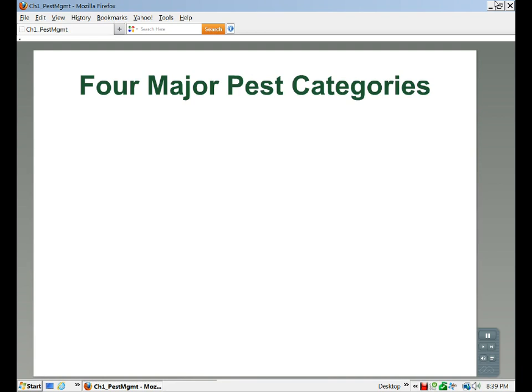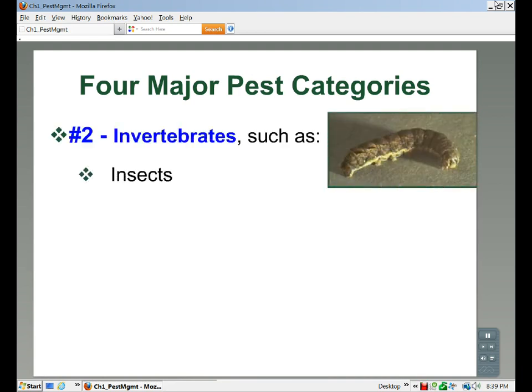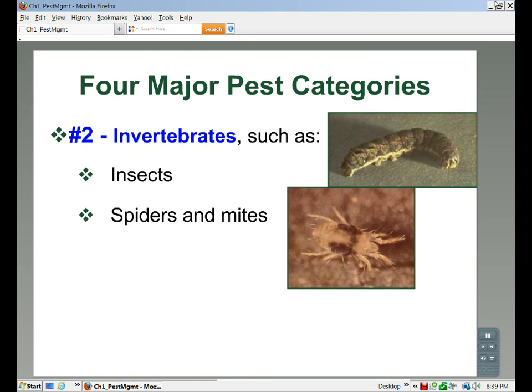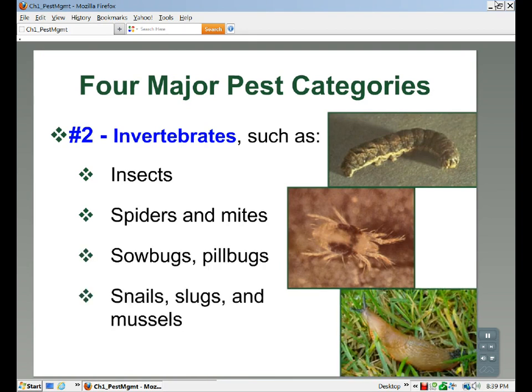Invertebrate pests include the wide variety of insects like aphids, caterpillars, grubs, and wasps. Invertebrates also include the insect cousins, spiders and mites, sowbugs and pillbugs, and snails, slugs, and mussels. Pictured here are a cutworm larva, which is the immature stage of a moth, a plant-feeding mite as seen from under a microscope, and a slug working its way through a backyard lawn.